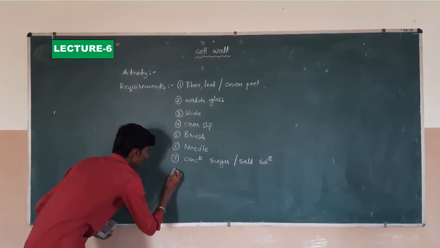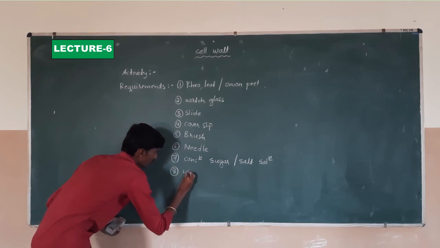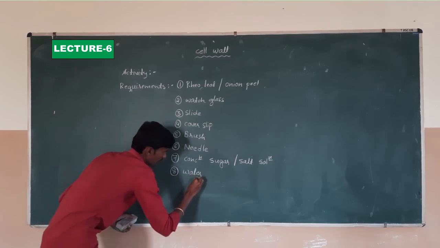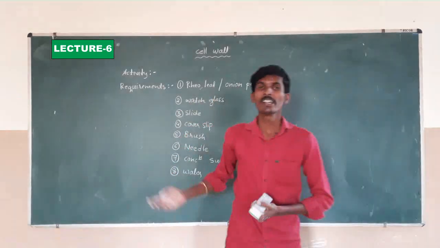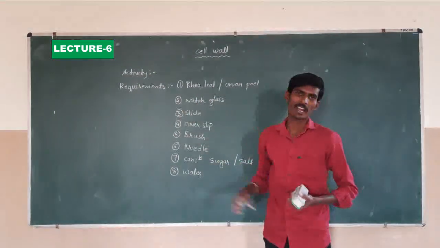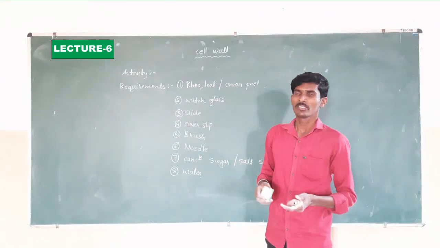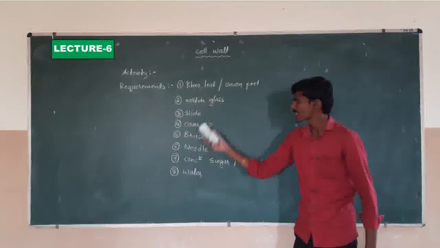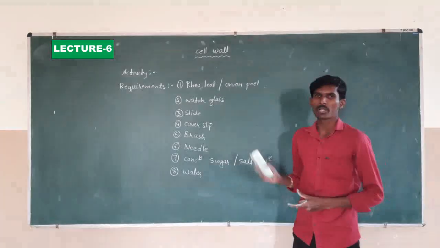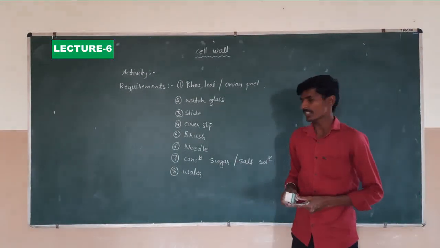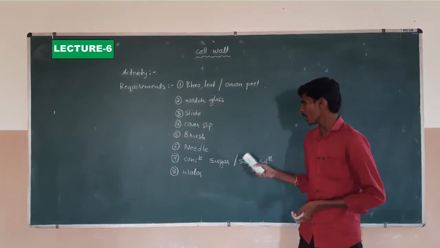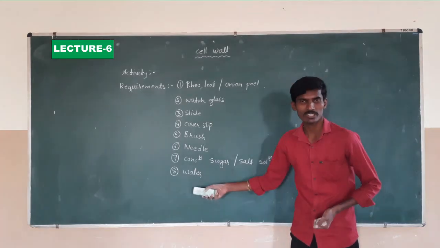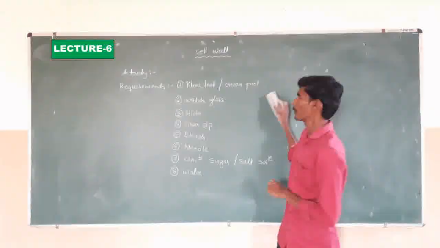Eighth one, water. These are the requirements for our activity. Okay: Rhoeo leaf or onion peel, watch glass, slide, cover slip, brush, needle, concentrated sugar solution or salt solution. Next one is water. Then the procedure.